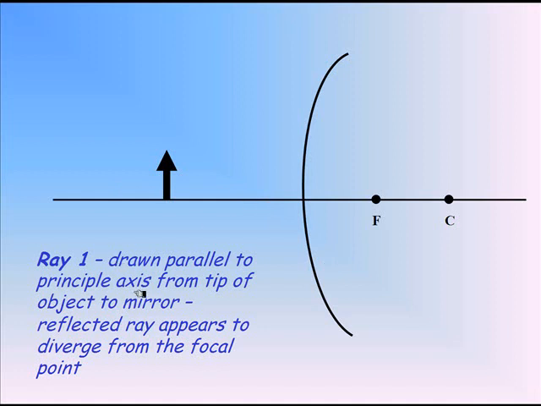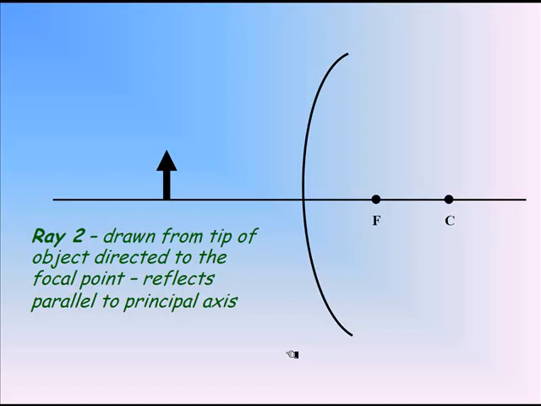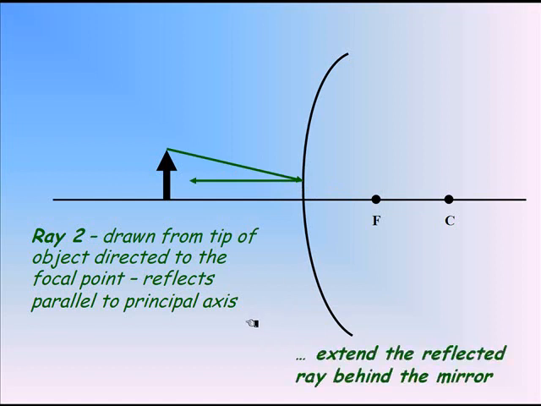Anyways, first ray, again, drawn parallel to the principal axis from the tip of the object to the mirror. The reflected ray appears to diverge as if it came from the focal point. The second ray goes towards the focal point, which is behind the mirror, and then it's reflected parallel to the principal axis, and we can extend a line there. These two lines, the first line that we drew through the focal point and this one, will actually tell us where the image is. The third line just confirms that.